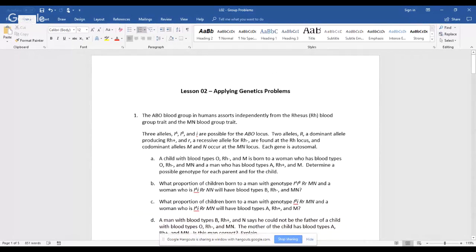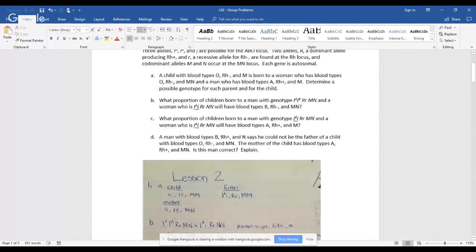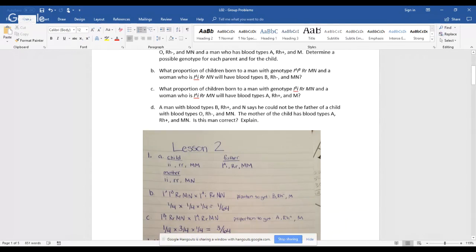All right, so here's genetics, our lesson 2 group problems. For question 1, it asks, a child with blood types O, Rh negative, and M is born to a woman who has blood types O, Rh negative, and MN, and a man who has blood types A, Rh positive, and M. Determine a possible genotype for each parent and for the child.